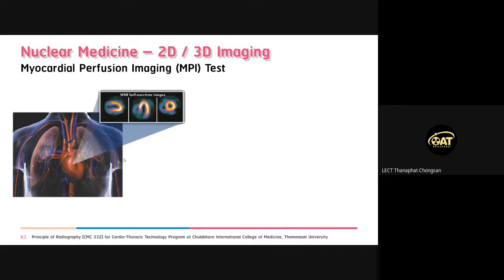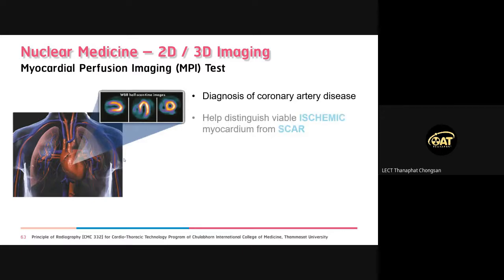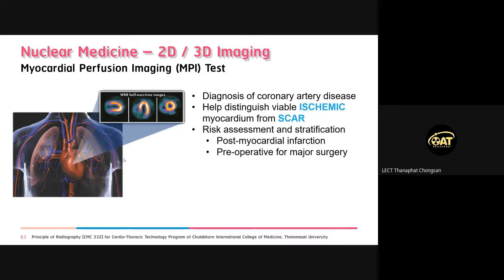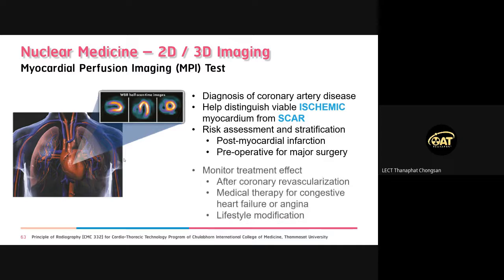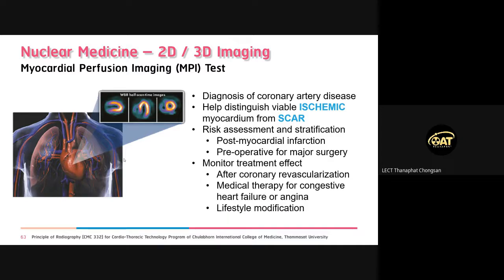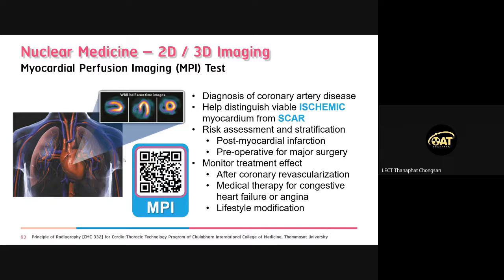The most common technique in cardiac nuclear medicine is myocardial perfusion imaging or MPI, used to estimate heart muscle function and to diagnose and distinguish between ischemia and infarct.